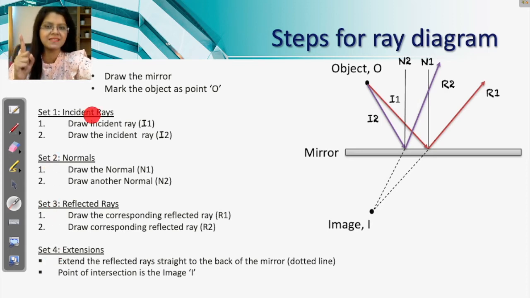Step one, incident rays. Step two, normals. Step three, reflected rays. Right, and you have to take care when you're drawing the reflected ray that the angle of incidence and the angle of reflection in both the cases of the incident rays should be the same. Then the fourth step is extension, imaginary work. It is behind the mirror, you extend the reflected rays behind as a straight line, and the point of intersection will be your image. It is a four-step process, easy to remember, and it will help you find the image of any point object.